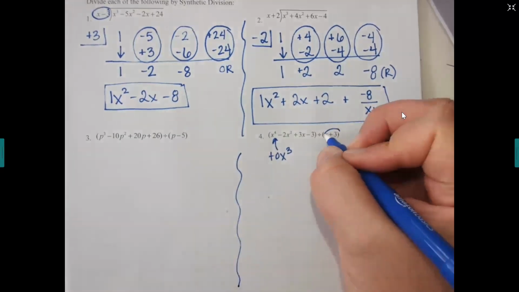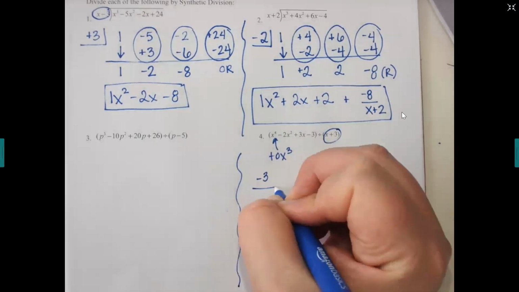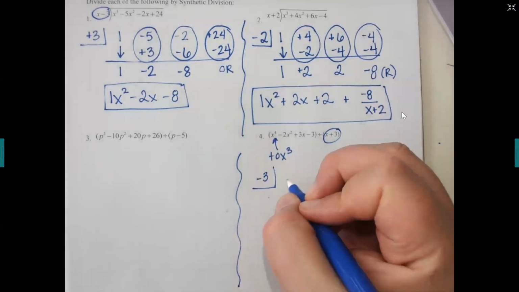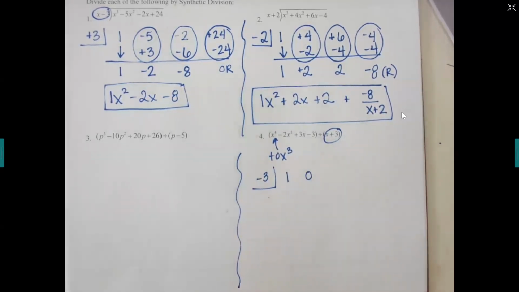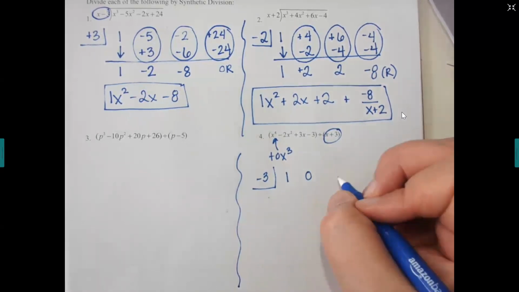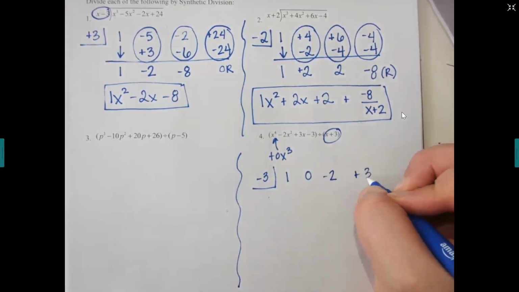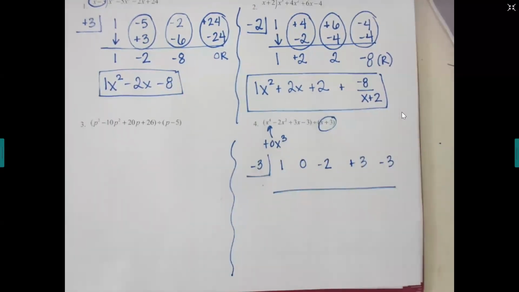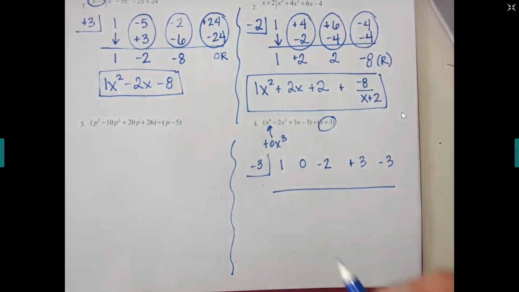What number? If it's a +3, I put a -3. And then I'm going to list each of my coefficients. That's just the number part, no x's. So it'd be a 1x to the fourth, a 0x cubed, then a -2, +3, -3. And then remember though, the process doesn't really change. You take that guy, drop it down, times it by the box, copy it over. Add them up. Times by the box, copy it over, etc.